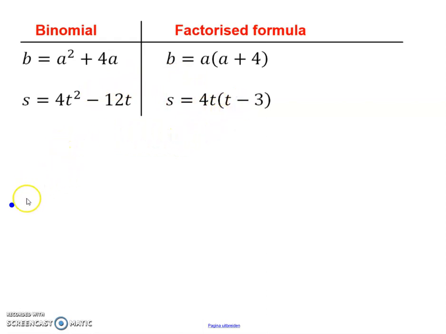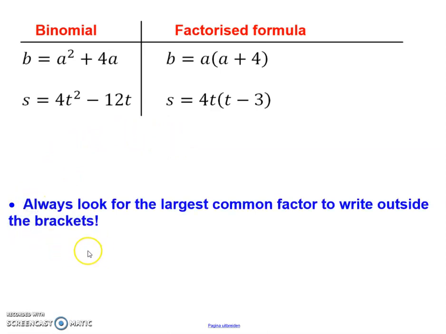Yes? Okay. Really important. We talked about this earlier. Always look for the largest common factor to write outside the brackets. Because in this last example, I could have also done this as is equal to 2t. Then between brackets there should have been 2t, because 2t times 2t is 4t squared, and then minus 6. And this is, again, it's okay, but this is the best. So always look for the largest common factor.